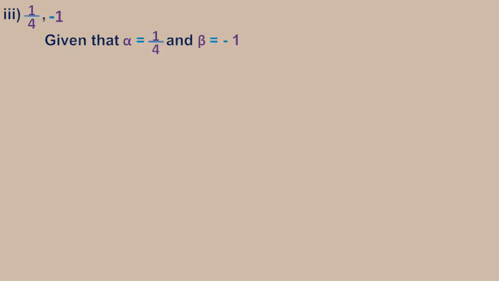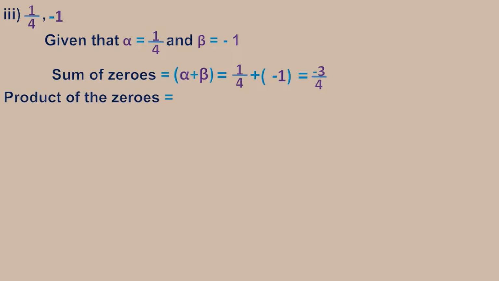So next, what we have to do? We have to find the sum of the zeros, that is alpha plus beta, which equals 1 by 4 plus minus 1, and by doing their sum we get minus 3 by 4. So alpha plus beta equals minus 3 by 4. Now the product of the zeros, that is alpha into beta. So here the product of 1 by 4 and minus 1 we get minus 1 by 4. So alpha into beta equals minus 1 by 4.